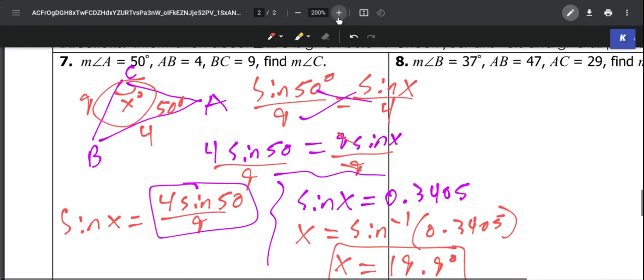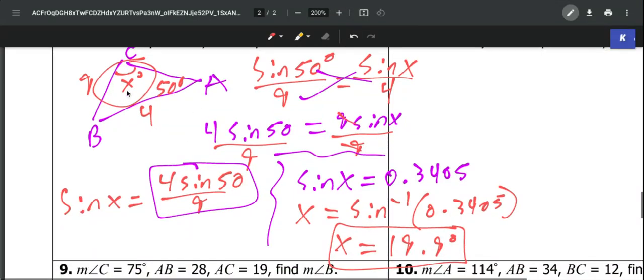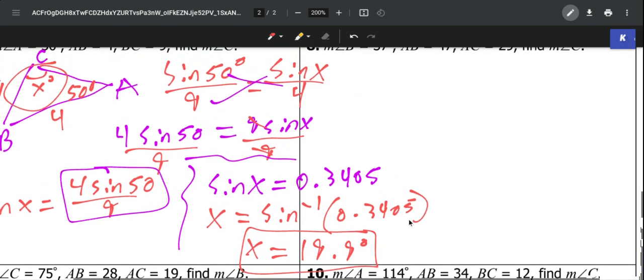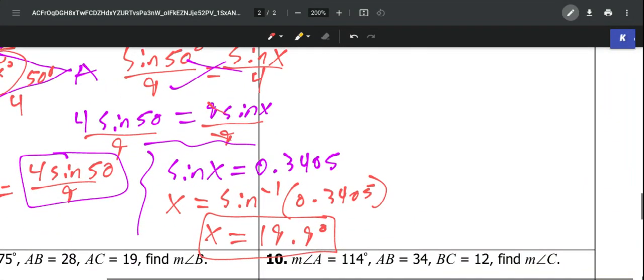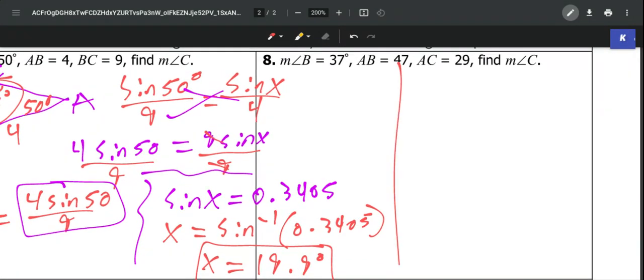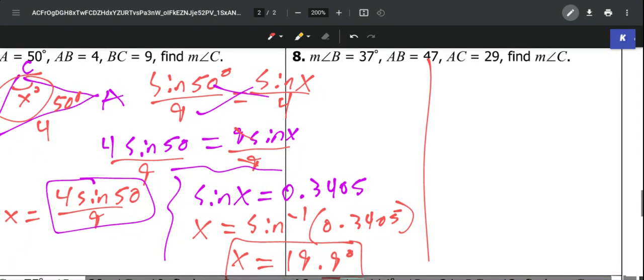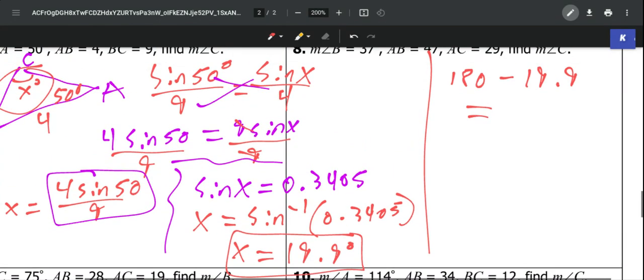We figured out that this probably is 19.9 degrees, but here's what we have to do. They didn't really give us an accurate triangle, so there could be more than one answer, or we could test this number and find there is no solution. So you're going to give yourself a little bit of room and say 180 minus that angle you just found. So 180 minus 19.9, because that's possibly your other angle.